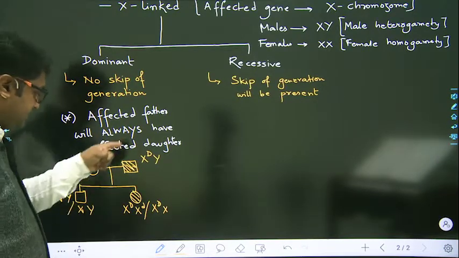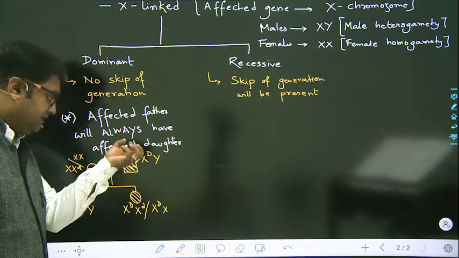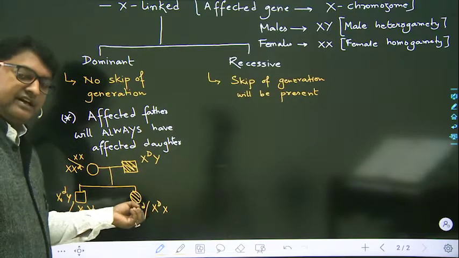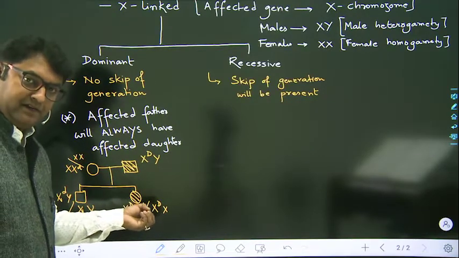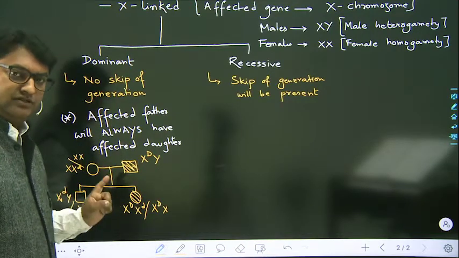So we can see a crisscross type of presentation over here: if the father is affected, it is transferred to the opposite sex, that is the daughter. Clear? So in dominant we have to just think about this topic.